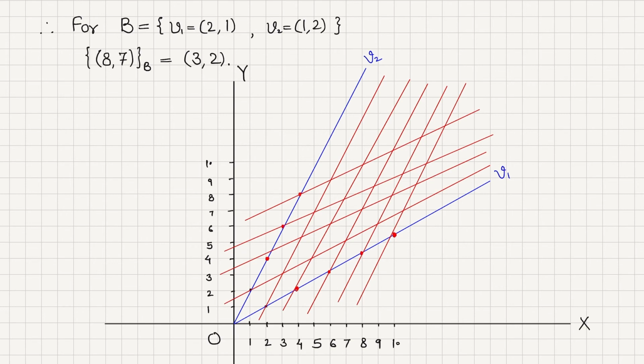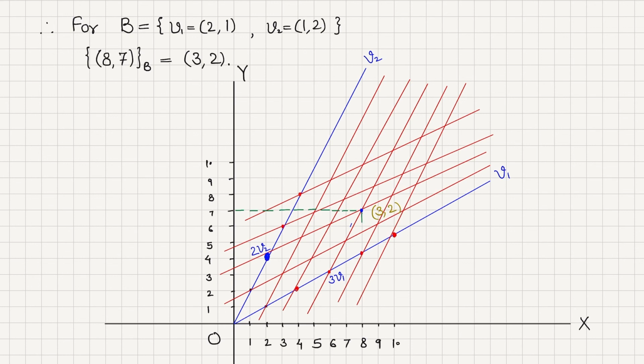Now the coordinates of the vector v in the new system v1, v2 are (3, 2). That means on the axis v1 we go 3 times, that is, to the third point, and in the direction of v2 we move 2 times. So this is 3v1 and this is 2v2. Just see the corresponding point to these two. We have this point (3, 2). So you can say that this point (3, 2) is the coordinate of the vector (8, 7) in the new coordinate system whose axes are v1 and v2, which is your basis.